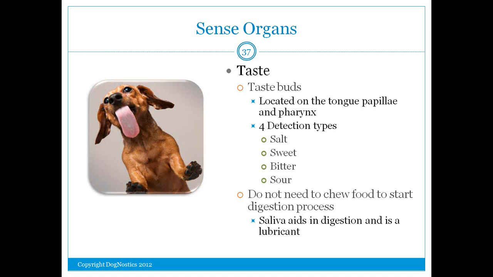Now again, as we talked about with saliva with dogs, it's not necessary for them to chew their food to start the digestion process. They do not have that amylase enzyme in their mouth that starts breaking down starch. They do have 10 times more amylase located throughout their GI tract to be really efficient at breaking down starches, but there is not any in their saliva itself. And as we talked about, saliva does aid in digestion in other ways, and it is a major lubricant. It also dissolves those food particles so that the taste buds can actually pick them up.